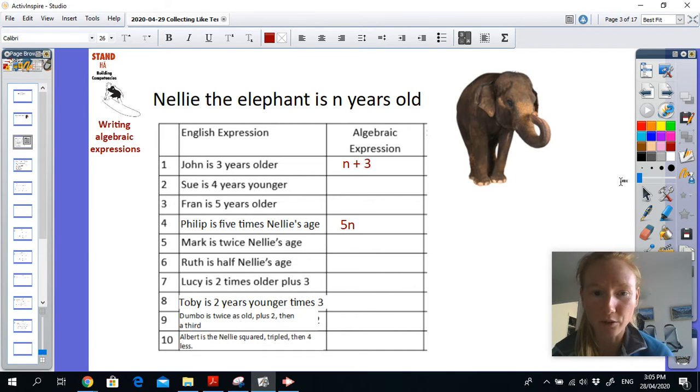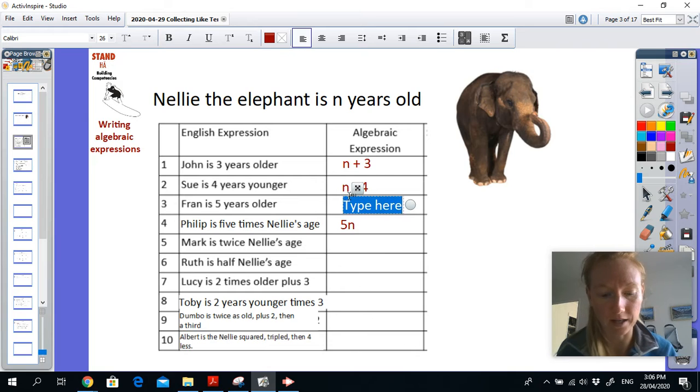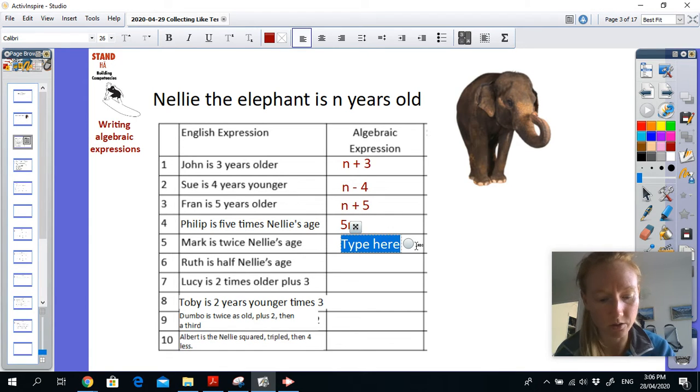Okay, so let's go through these together now. So we did John together. You can mark yours off as we go through. So Sue is 4 years younger, so that one will be n minus 4, 4 years younger than Nellie. And Fran is 5 years older, so a bit like John, instead of 3 years, 5 years. Number 5, Mark. Mark is twice Nellie's age. Twice just means 2 times, so 2 times n, or 2n.